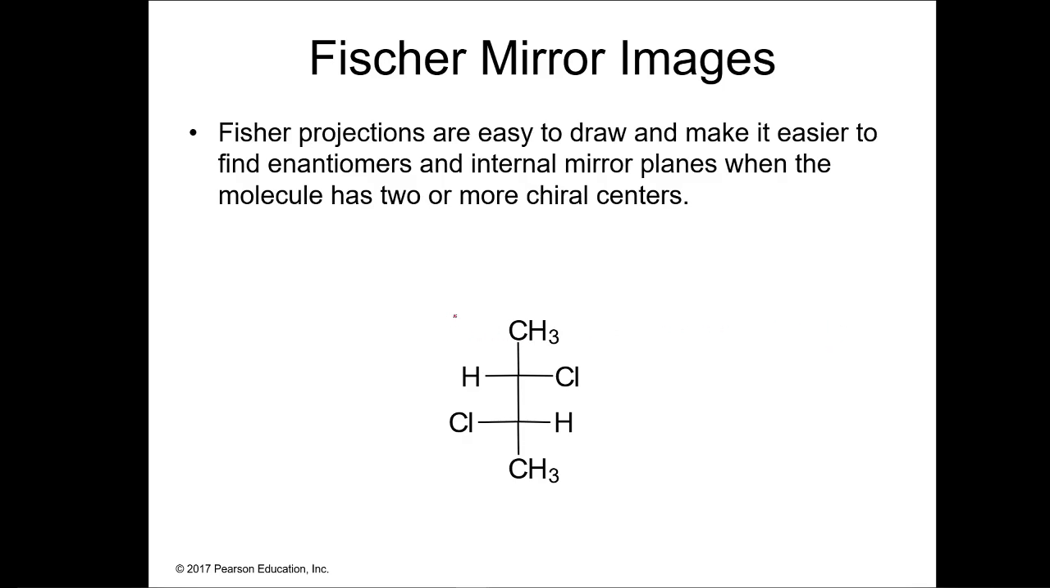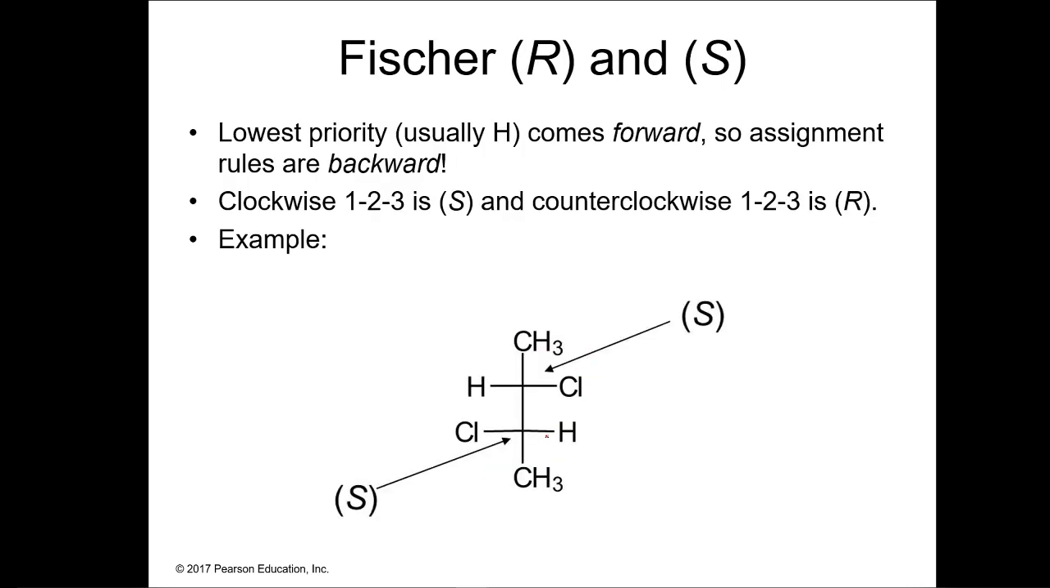So we look at this. We say, all right, this is 1, this is 2, and this is 3. For this carbon, 1, 2, 3. That's S. This carbon, 1, 2, 3. That's also S. So this is SS. These both count clockwise, and so they both end up being S.